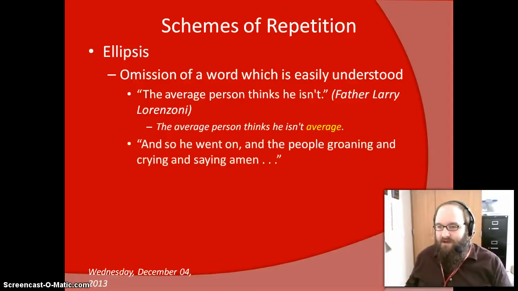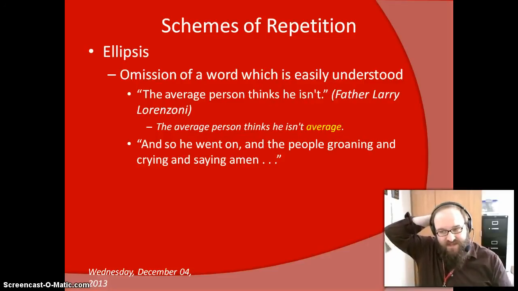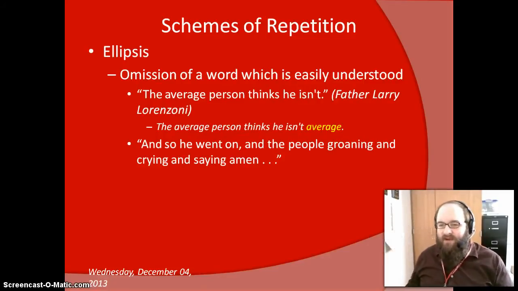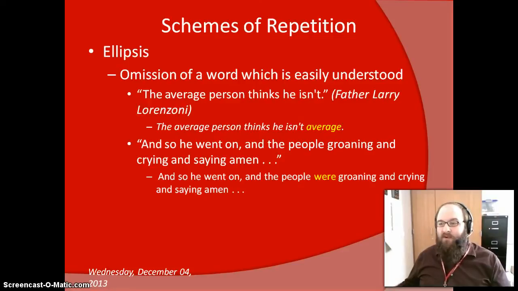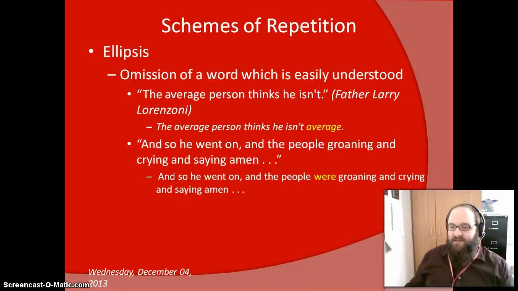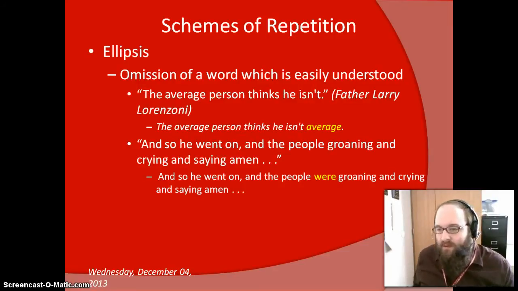Here's another one, from Huckleberry Finn: So he went on, and the people groaning and crying and saying amen. Again, we process exactly what's going on here, but there's a key grammatical word missing. We're missing a verb that our brains are supplying: and the people were groaning and crying and saying amen. So both of these are examples of ellipsis, which is simply omitting a word that our brains naturally supply, words that are grammatically understood in the sentence.